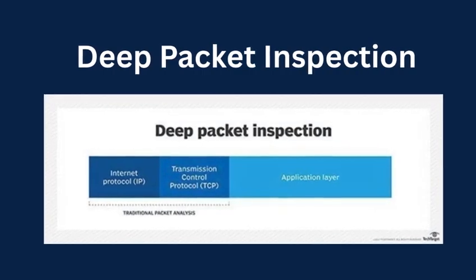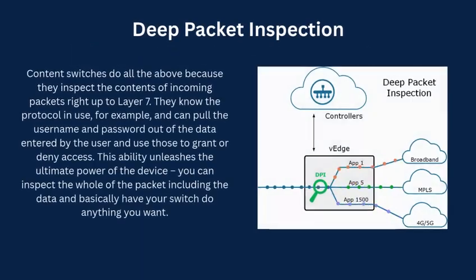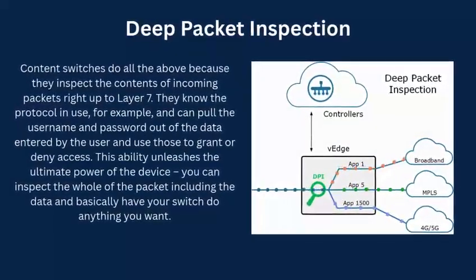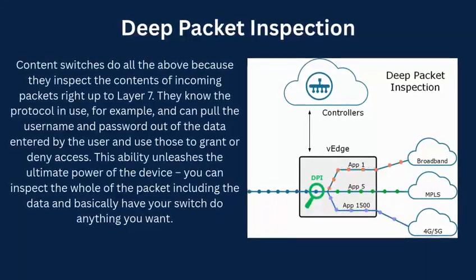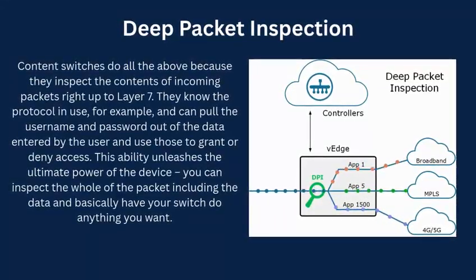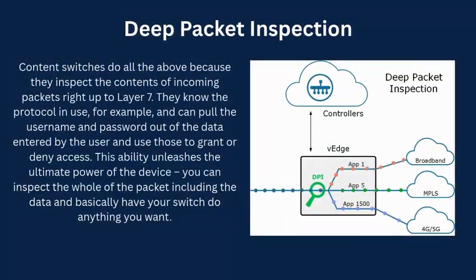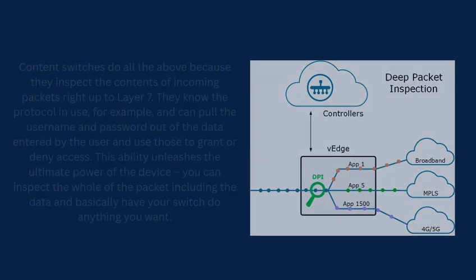Deep packet inspection. Content switches do all the above because they inspect the contents of incoming packets right up to layer 7. They know the protocol in use, for example, and can pull the username and password out of the data entered by the user and use those to grant or deny access. This ability unleashes the ultimate power of the device. You can inspect the whole of the packet including the data and basically have your switch do anything you want.